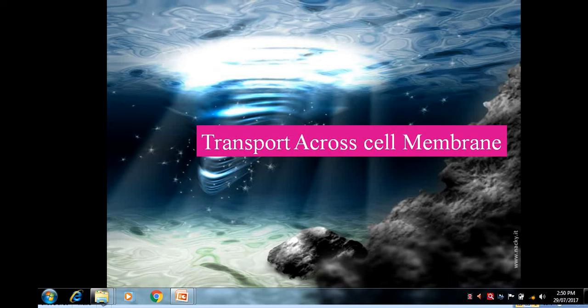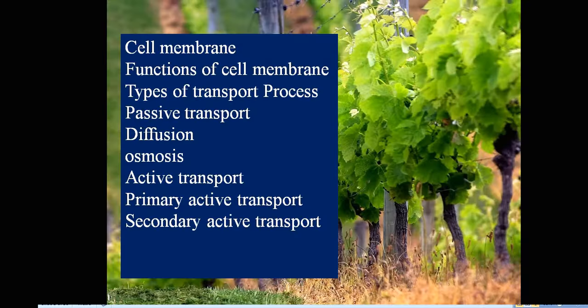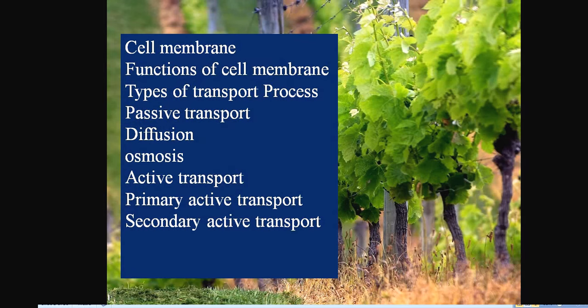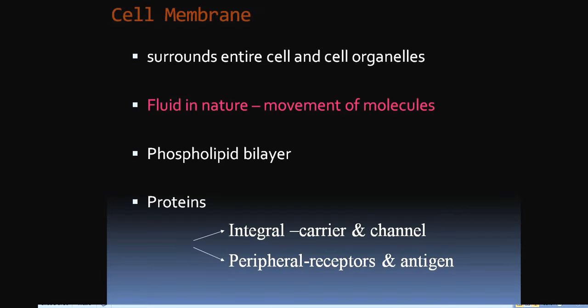Transport across cell membrane is the second chapter in general physiology. When we see the learning objectives of transport across cell membrane, first we should know the basic structure of cell membrane, functions of cell membrane, and types of transport process, that is respectively the active transport and passive transport. Now we see one by one. First, cell membrane.